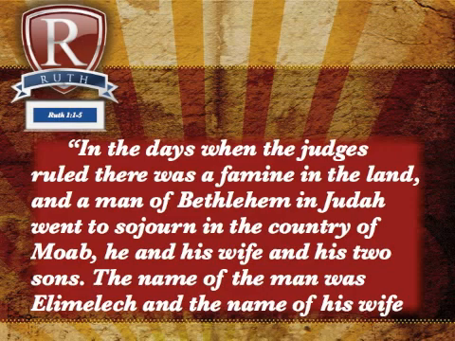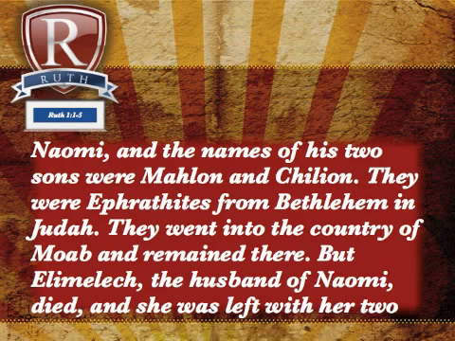In the days when the judges ruled, there was a famine in the land. And a man of Bethlehem in Judah went to sojourn in the country of Moab, he and his wife and his two sons. The name of the man was Elimelech, and the name of his wife Naomi. And the names of his two sons were Mahlon and Chilion. They were Ephrathites from Bethlehem in Judah. They went into the country of Moab and remained there.